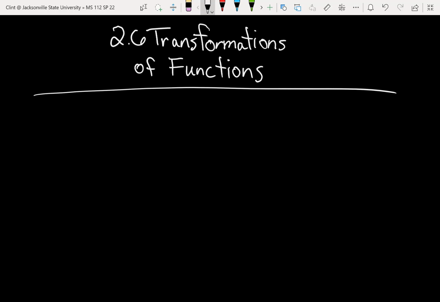We're not going to cover everything you can possibly do to a graph, but we are going to look at a few different transformations we can do. The first thing we're going to look at is what we call a vertical shift. A vertical shift, all we're talking about is moving our graph up the y-axis or down the y-axis. So moving it up or down.